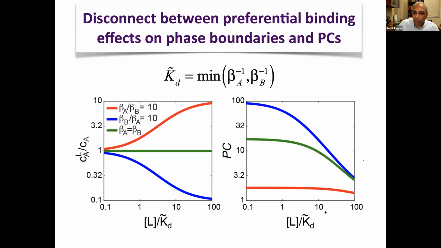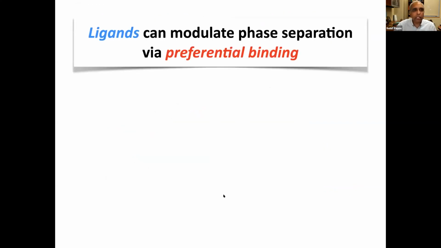So effectively what this says is that a partition coefficient in and of itself is an easy to measure quantity, but quite likely uninformative. What we will need are partition coefficients as a function of ligand concentration, but more ideally we would think to measure this quantity over this quantity. So that's the takeaway. Ligands can modulate phase separation via preferential binding.